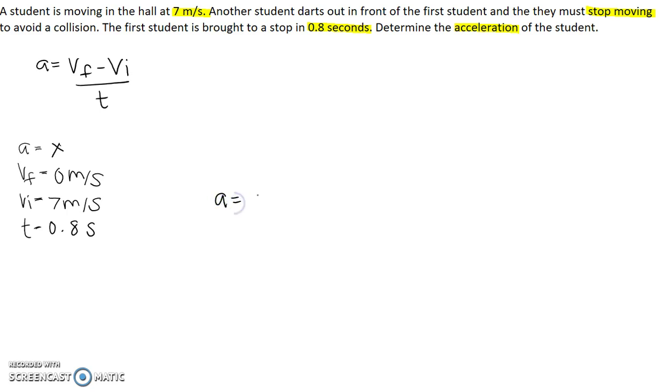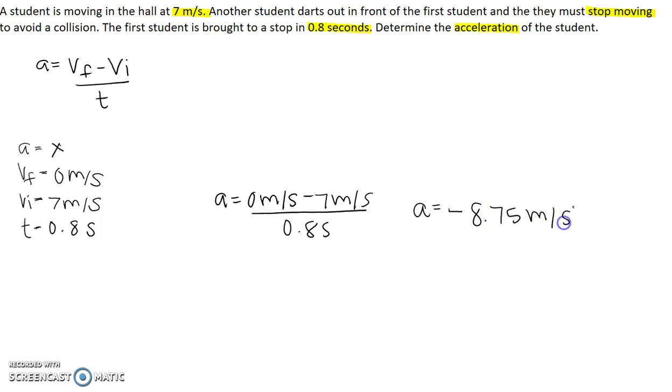So a equals Vf, 0 meters per second, minus Vi, 7 meters per second, all over my time of 0.8 seconds. If I plug that into my calculator to solve for acceleration, I should get negative 8.75 meters per second squared. And so this negative comes from the fact that we're slowing down, so we're decelerating.